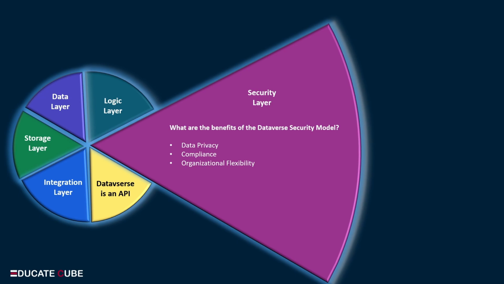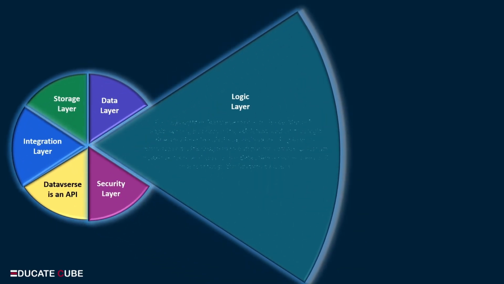Now the second point is compliance. Organizations can control who sees and interacts with data, aiding in regulatory compliance. Third point is organizational flexibility. The hierarchical security model allows data access to mirror organization structures. So the Dataverse security layer provides granular control over data, aligning with business needs to safeguard data and streamline secure access within applications. Moving to the third layer, which is our logic layer.